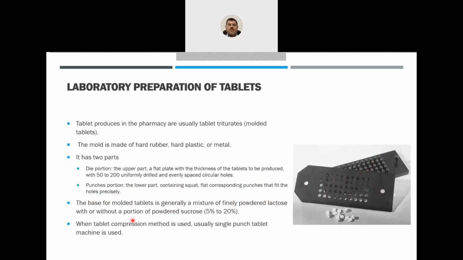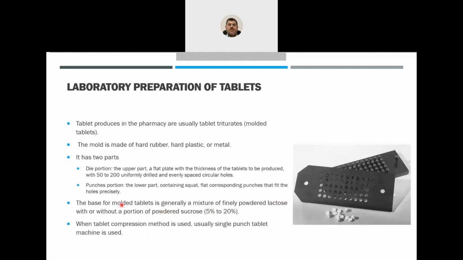Okay. So how do you formulate tablet triturates in the pharmacy? Usually the excipients added, or the base for these tablets, is generally a mixture of finely powdered lactose with or without a portion of powdered sucrose. So mainly you use lactose as a filler. There is no binder, there is no glidant, there is no lubricant, because we don't have this kind of compression mechanism. So we have just a diluent or filler, only lactose, and you may include some portion of sucrose from 5 to 20%.